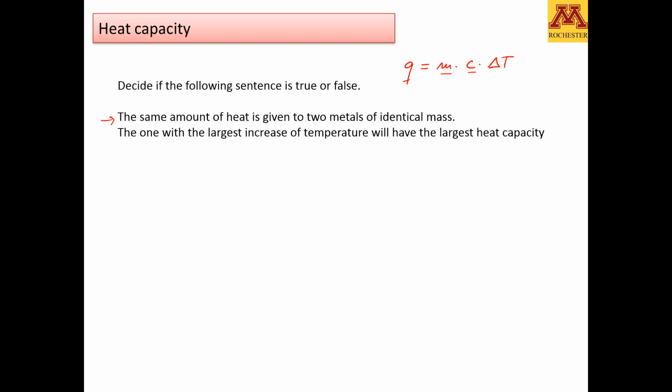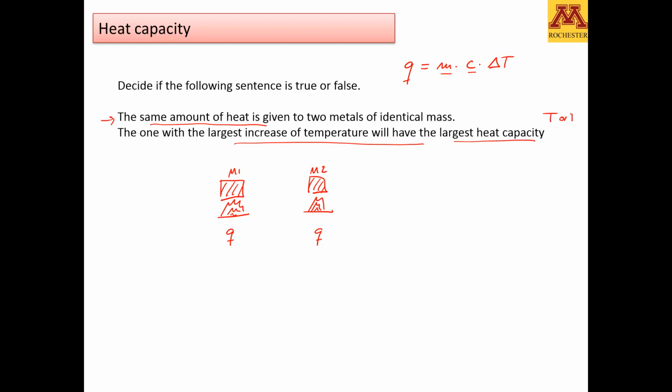The same amount of heat is given to two metals of identical mass. Let's imagine metal 1 and metal 2, they have the same mass. We put them on the stove, and with some imagination you can imagine that we're providing some fire. I will ask you to be understanding of my limited drawing capacities. So we provide the same amount of heat, so heat here and heat here is the same. The one with the largest increase of temperature, it says, will have the largest heat capacity.